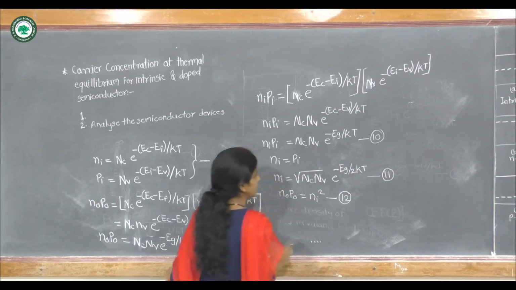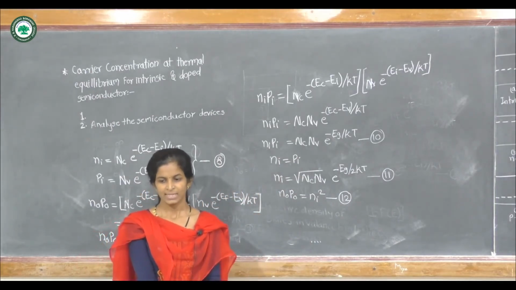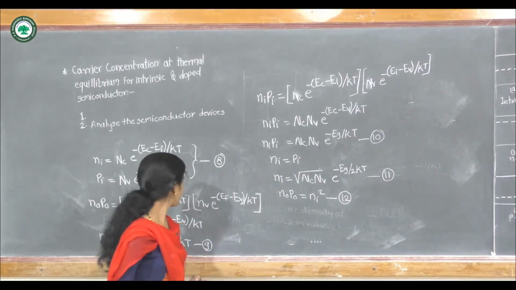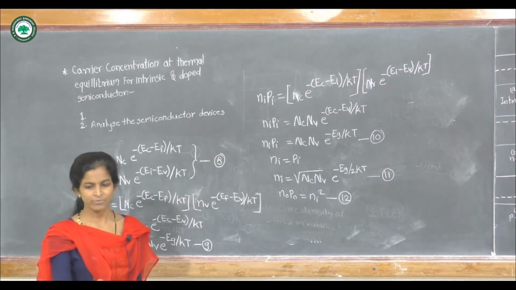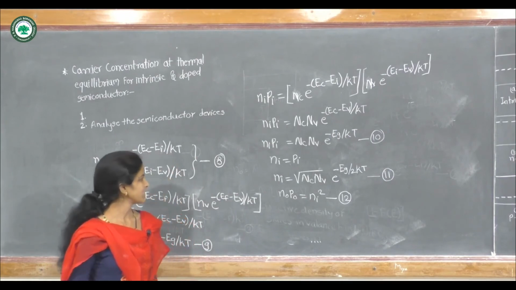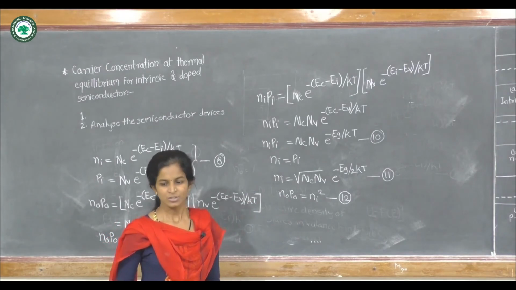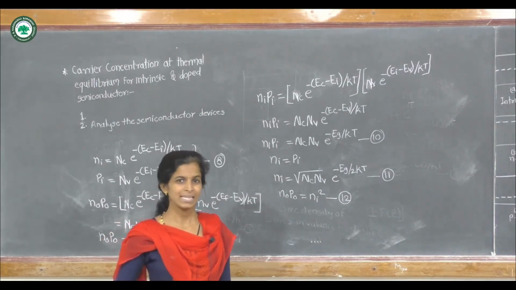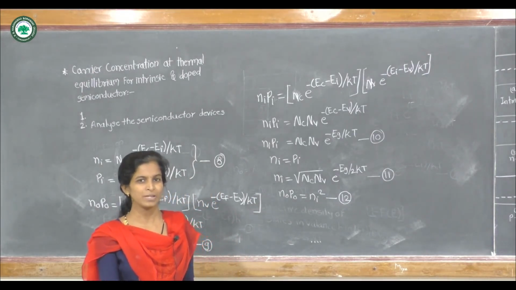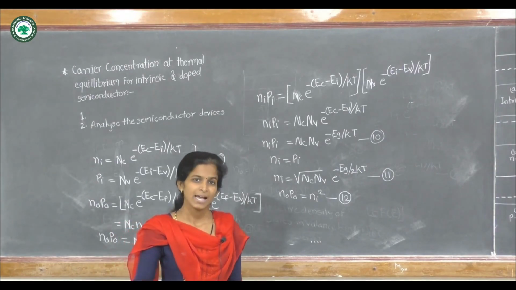So we have seen the electron and hole concentration which were given by equation number 4 and equation number 7 previously, and this equation number 11 gives the intrinsic carrier concentration. So this is all about the carrier concentration at thermal equilibrium for doped and intrinsic semiconductors. So with this I conclude this lecture.